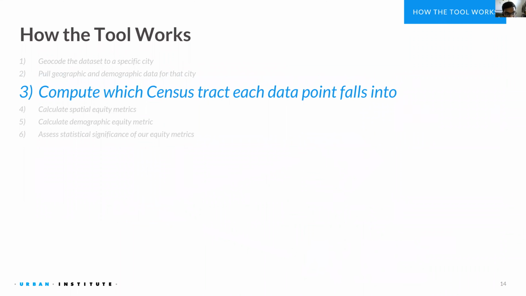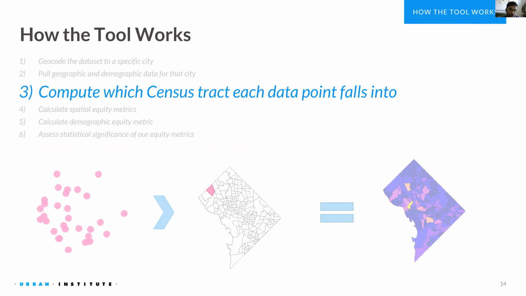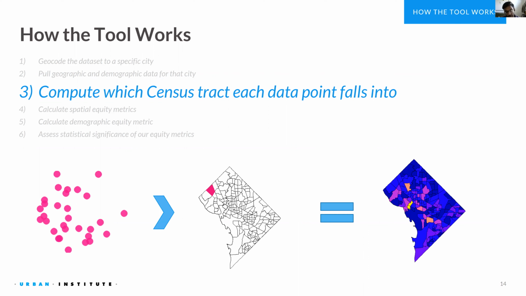Next, the tool computes which census tract each of the data points that you've uploaded falls into. So in this case, it would simply take every point in your data, find out which census tract it maps into, and then basically get a map like this, where you can see a heat map of where exactly your data set is distributed across a particular city.